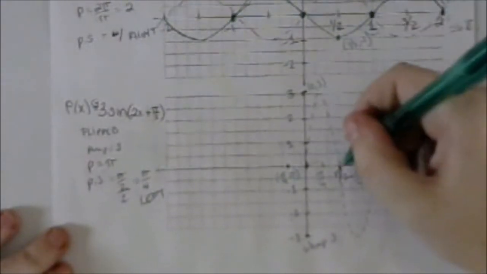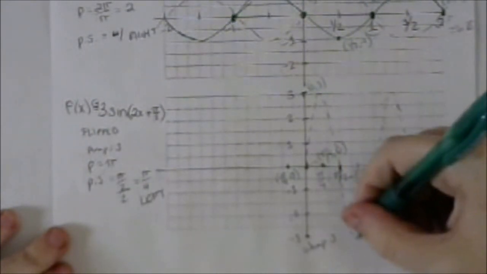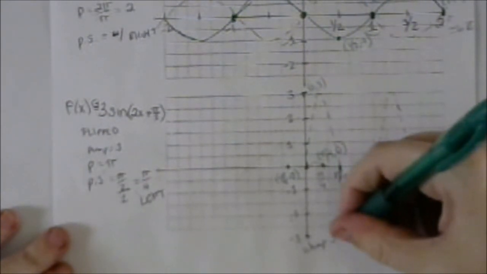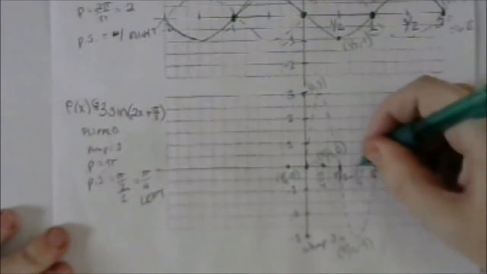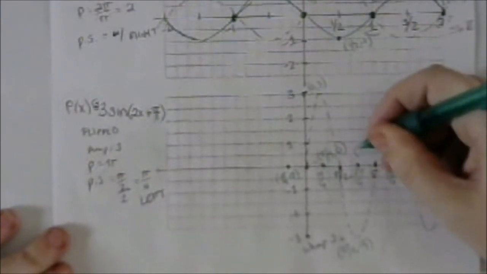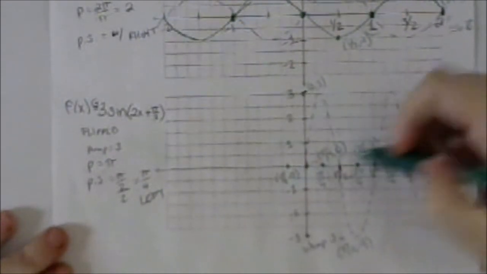From my maximum, which is originally at pi-4ths, if I go to the left pi-4ths, I'm at 0, 3. Pi-halves, go to the left, becomes pi-4ths. 3 pi-4ths, go to the left, becomes pi-halves. Pi to the left becomes 3 pi-4ths. And at this point, I've got my 5 critical points.